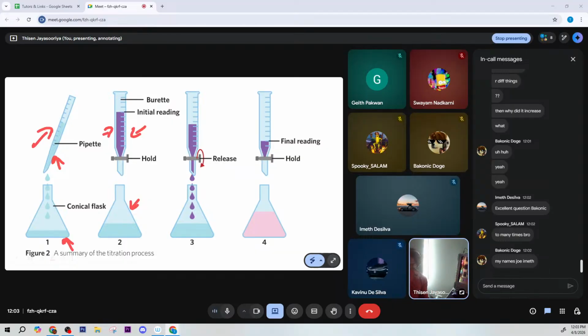We generally put it in the conical flask because we probably have a large quantity of the one that we know the moles of compared to the ones that we don't know the moles of. So that's why we put that one in the burette, just in case we might have to use a lot. So does anyone have any questions about titration?